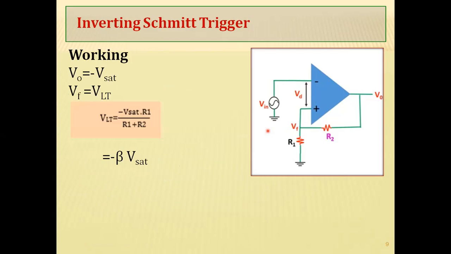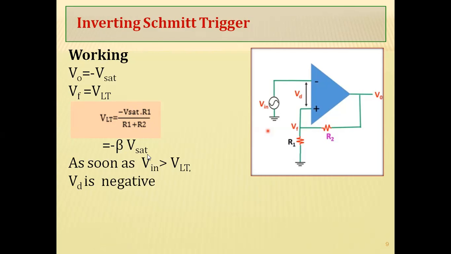Hence, if we assume the output voltage V naught is equal to minus V saturation, the reference voltage will be equal to VLT. This is the second case. Whenever your reference voltage is equal to VLT, we replace V naught by negative V saturation. VLT is equal to negative V saturation into R1 by R1 plus R2. Replacing R1 by R1 plus R2 as beta, this equation is written as VLT is equal to minus beta into V saturation.